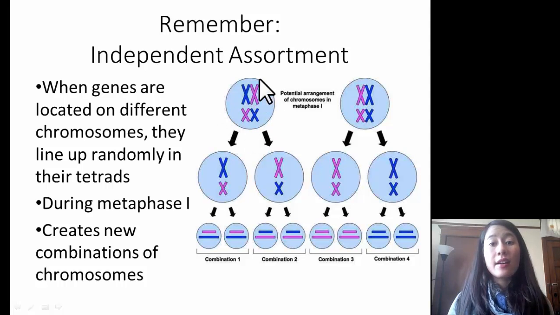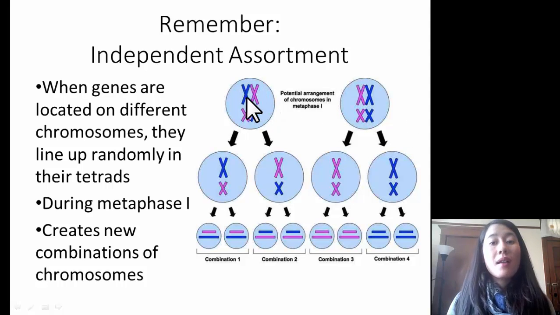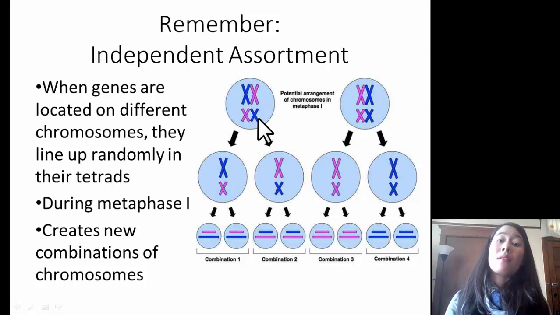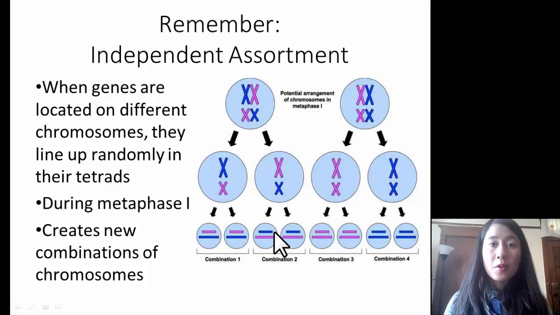So, we can see here in this example that there's two potential arrangements for these chromosomes. It's independent assortment because how these homologous chromosomes on the top line up has no influence on how the homologous chromosomes on the bottom line up. And the end result of this is that we get different combinations of chromosomes in the gametes. In this example, 4 different combinations of chromosomes.